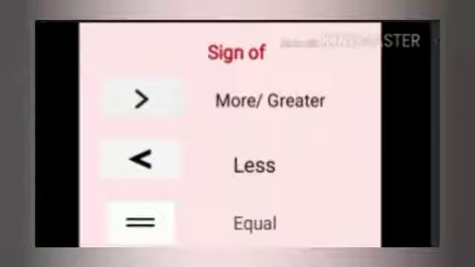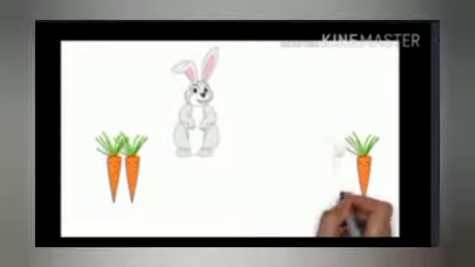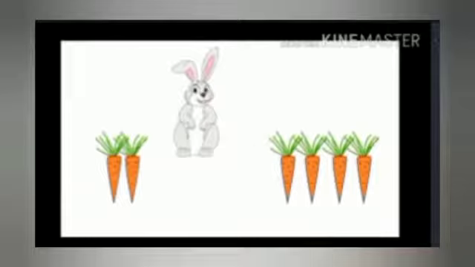First, we will understand the concept of more and less. The first sign shows more. The second sign shows less. The third sign shows equal. In maths, more means bigger, less means smaller, and the equal sign means same. Today we will all be learning more, less, or equal.